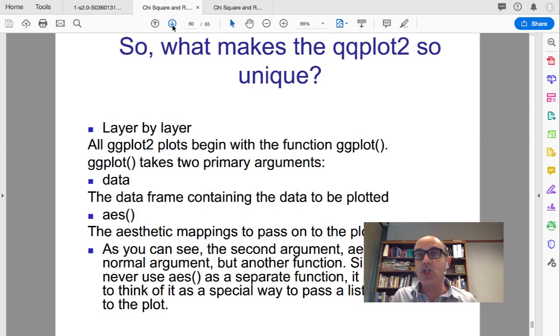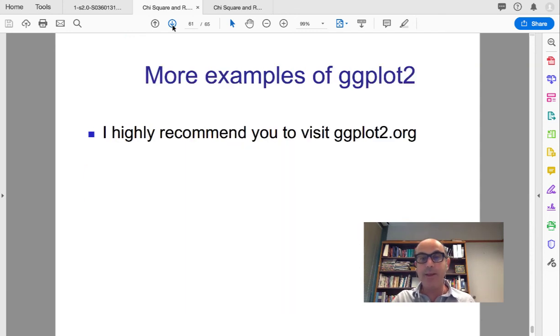So what makes ggplot2 so unique? We are talking about layer by layer. All ggplot plots begin with the function ggplot. It takes two arguments, the data, which is really important, and the aesthetic of the data, so you can map the plot elements. As you can see, the second argument, the aesthetic, is not a normal argument, but more a functional argument. Since we will never use the aesthetic as a separate function, it might be best to think of it as a special way to pass a list of arguments into it.